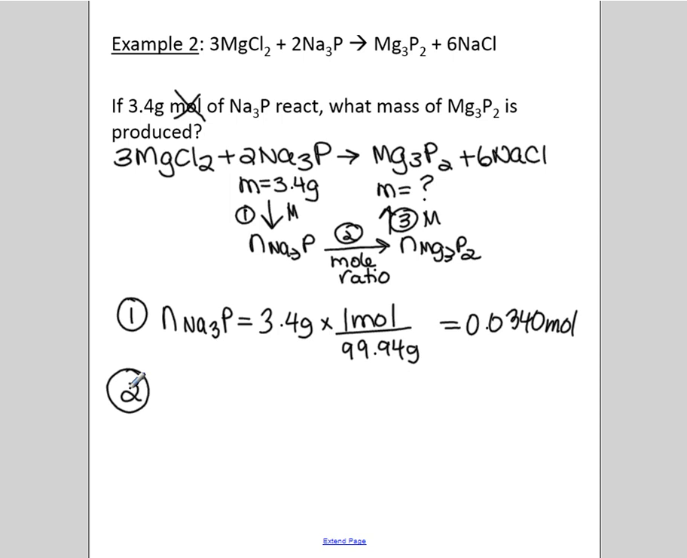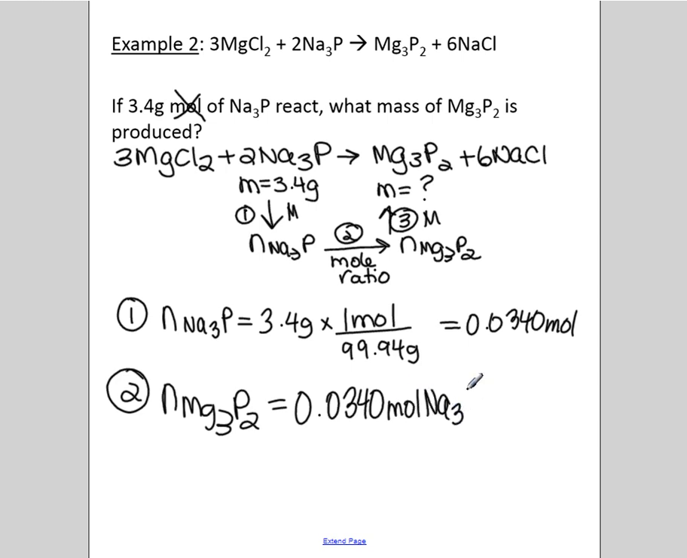Step 2 is our new one with our mole ratio. We want to find out the moles of magnesium phosphide. Let me just fix that because I'm writing the wrong symbols down there. Okay, so how many moles of magnesium phosphide do I have? Well, then I have to take my answer from part 1. We're down here trying to convert that number of moles of sodium phosphide to magnesium phosphide. So 0.0340 moles. And here I want to make sure I've got my units in here.